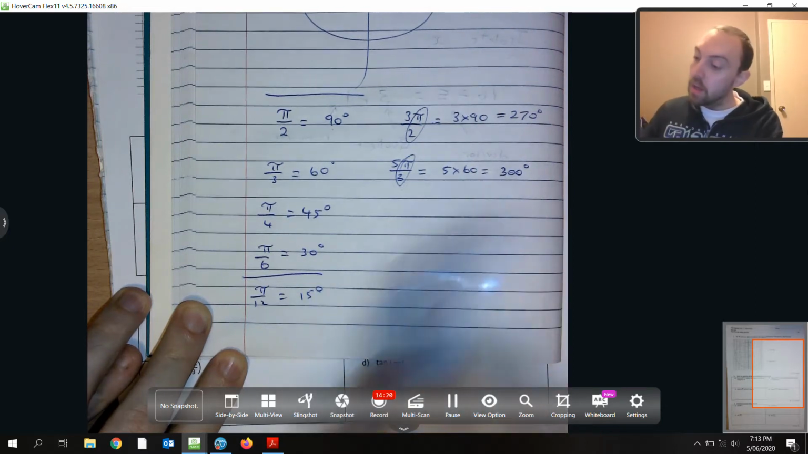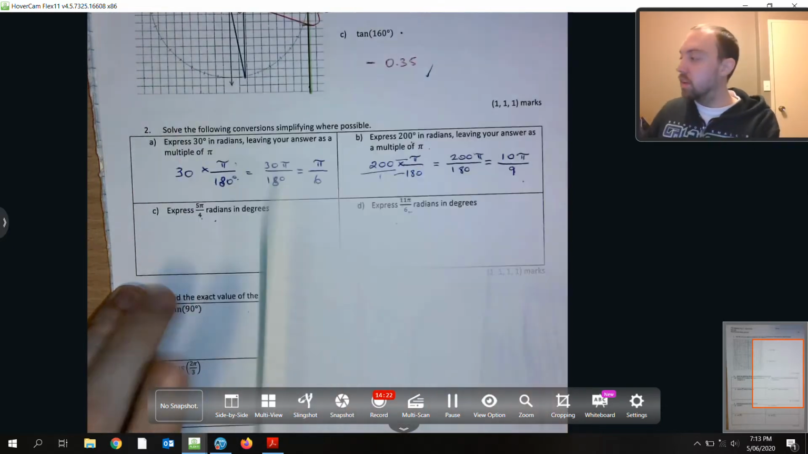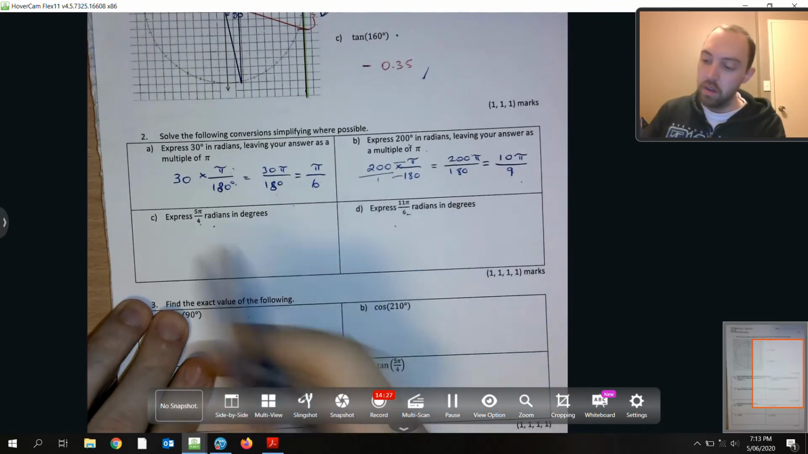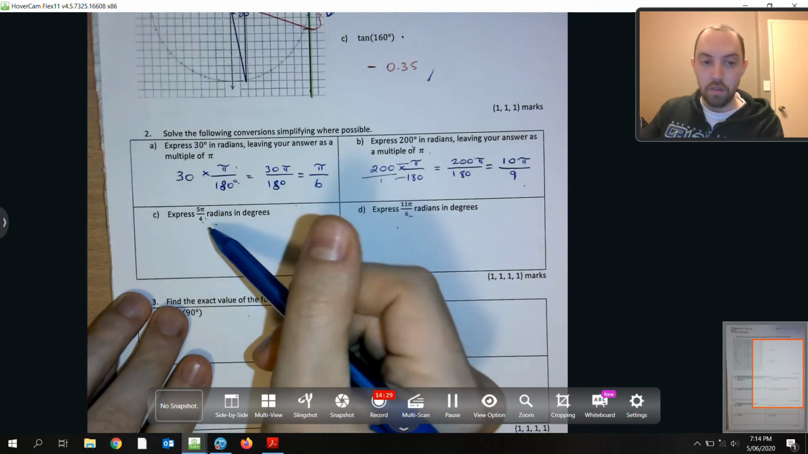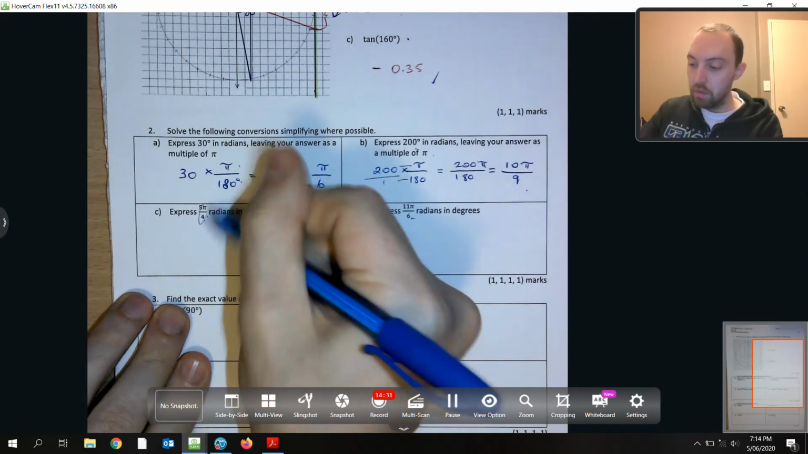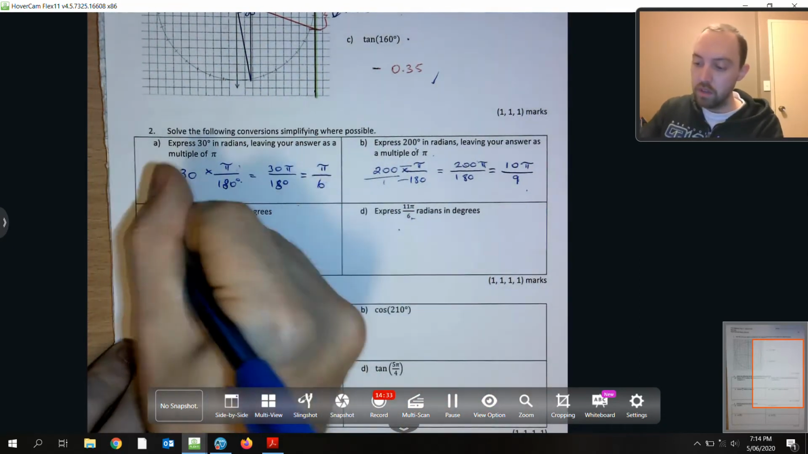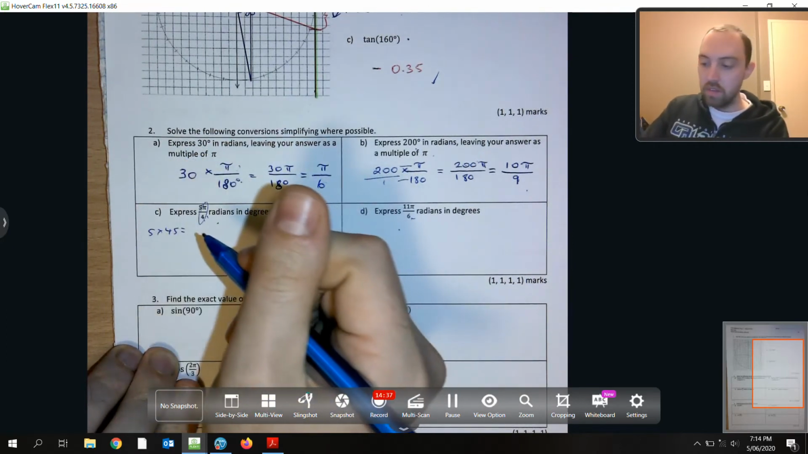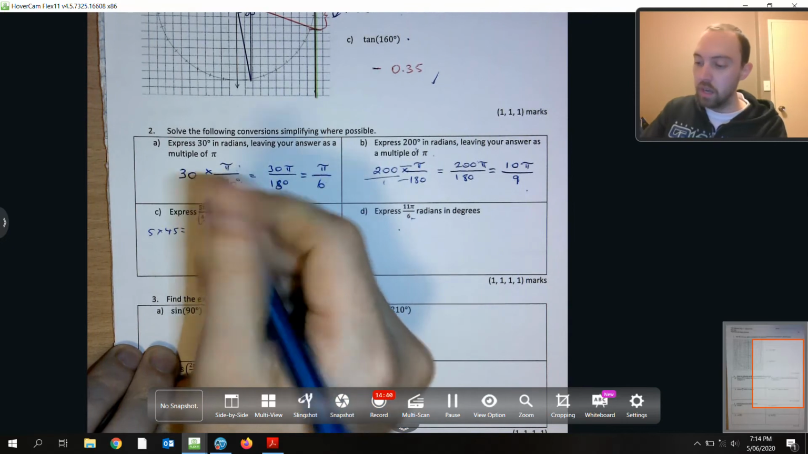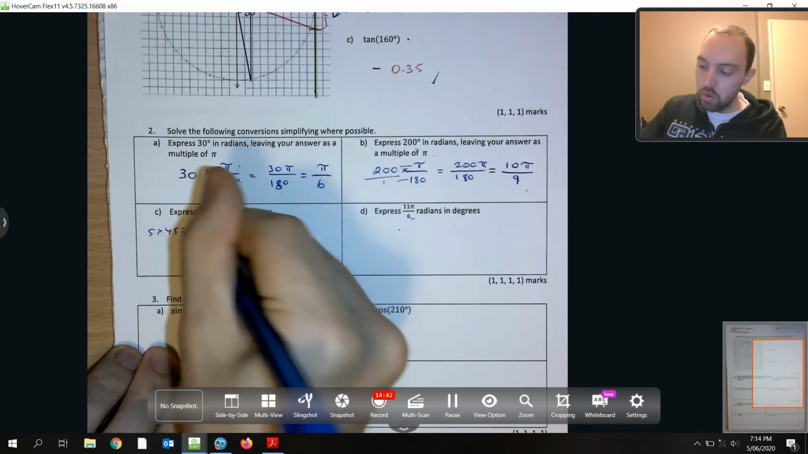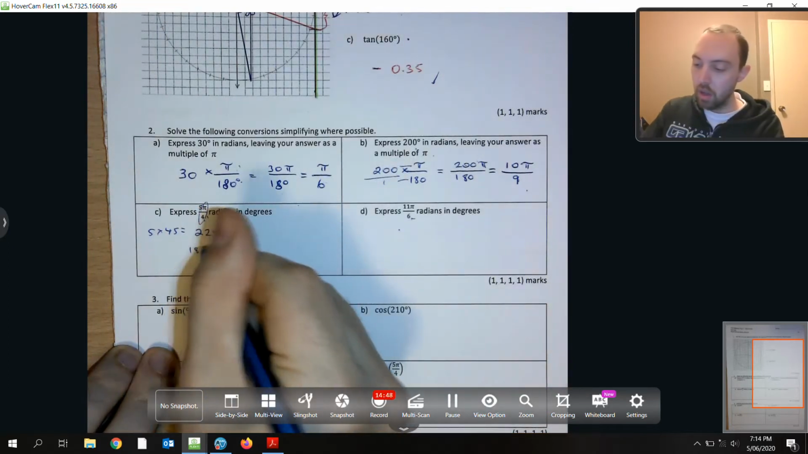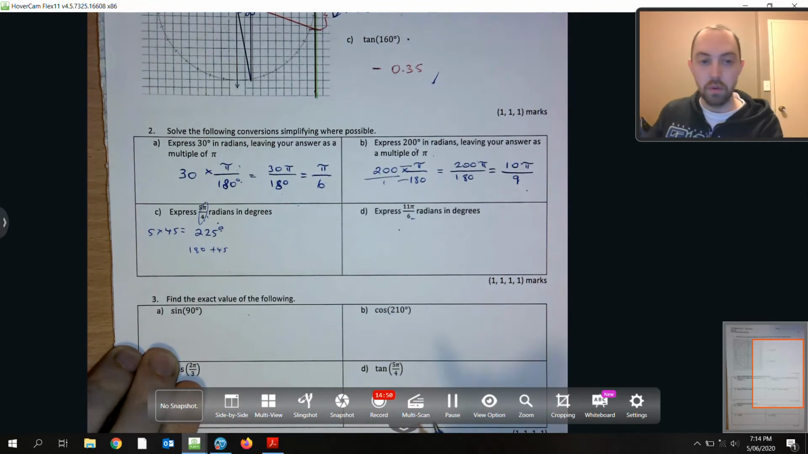Anyways, so look at the denominator, and it's going to tell you the size of the fraction. So here we've got 5 pi on 4. Pi on 4 is 45 degrees, so I've got 5 times 45. 2 lots of 45 is 90, 4 lots is 180, so 225 here. 180 plus 45 is what I'm doing in my head.